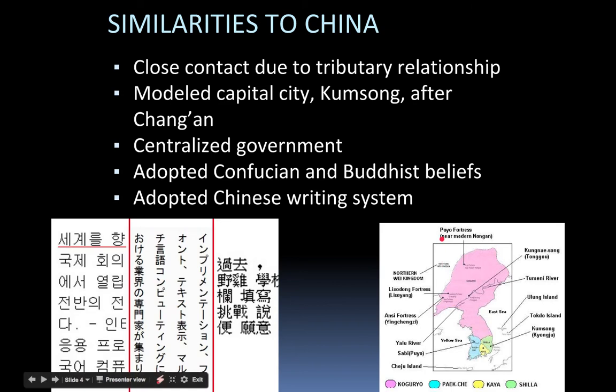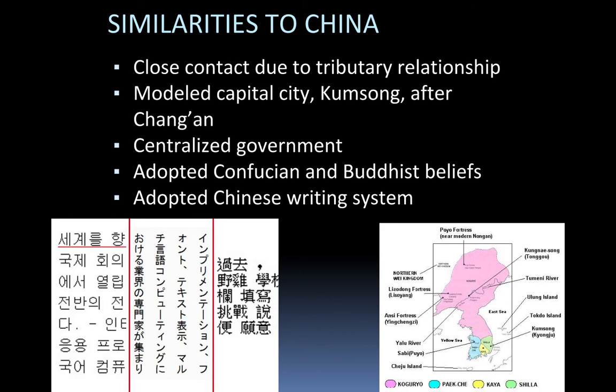The capital of Korea, Kumsong, was modeled after the city Chang'an. We could compare that to the Japanese capital at the time, Nara. Now, I did not have any good photographs of Kumsong since it really has changed quite a bit. It's much more of a modern city now. But just in terms of location, Kumsong is located here in the Silla Kingdom in present-day South Korea.